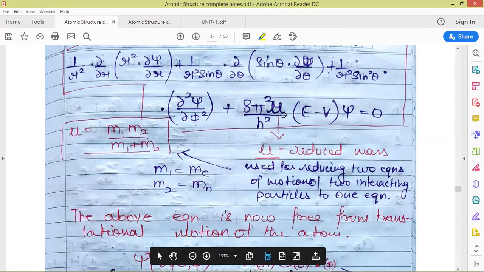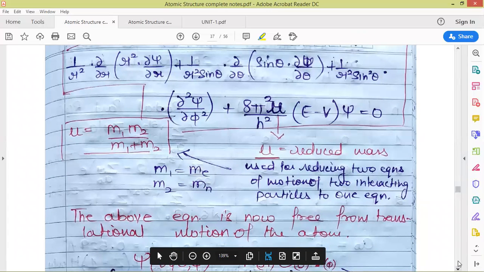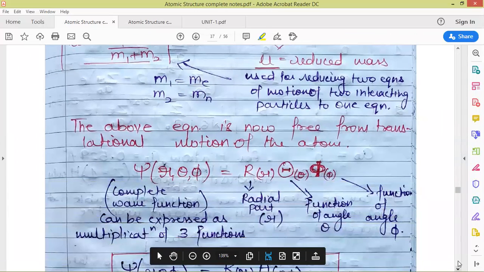Here mass has been replaced with the reduced mass, which considers the mass of both the electron and the nucleus. The term reduced mass is used for reducing 2 equations of motion of 2 interacting particles to one equation. Here we have converted 2 equations into one equation. This can be said to be the overall mass of the electron and nucleus which we experience. So this is called the reduced mass. The above equation is now free from the translational motion of the atom.